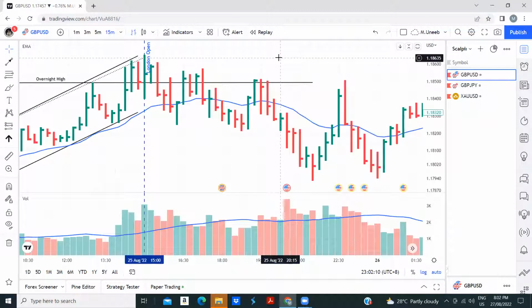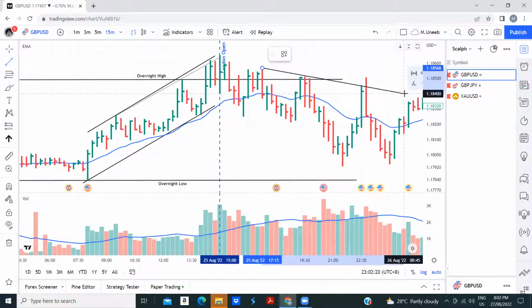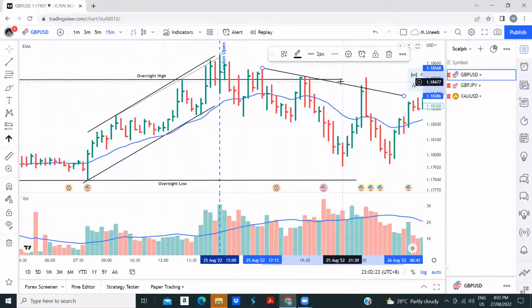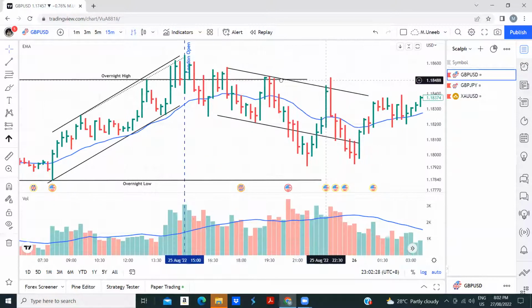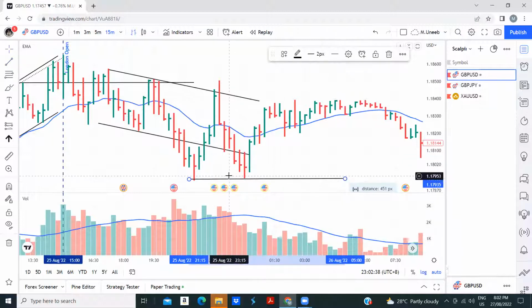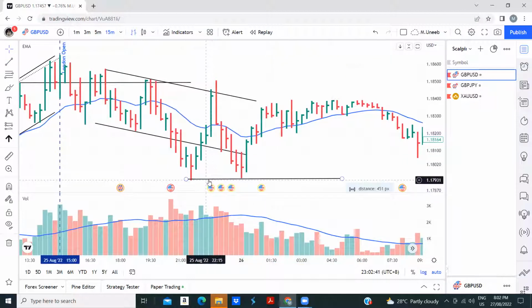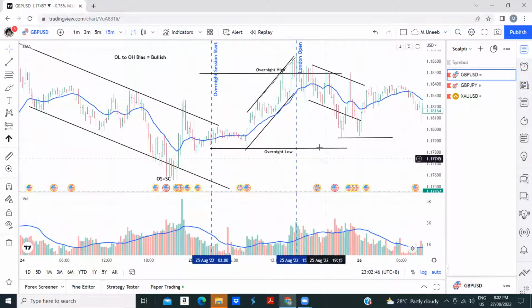Okay. Now the second entry would be, as we come here, this is the range high, range low, right? And we can draw, this is the first higher low, right? After this high, first higher low. So if you connect this channel, this and this swing high, and move it all the way here, the price came back here, tested this region.